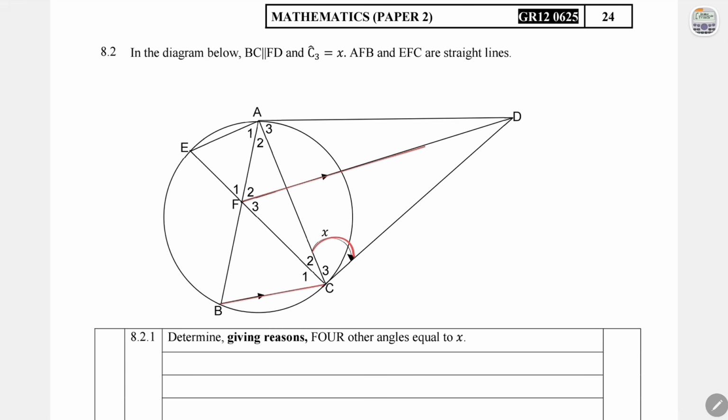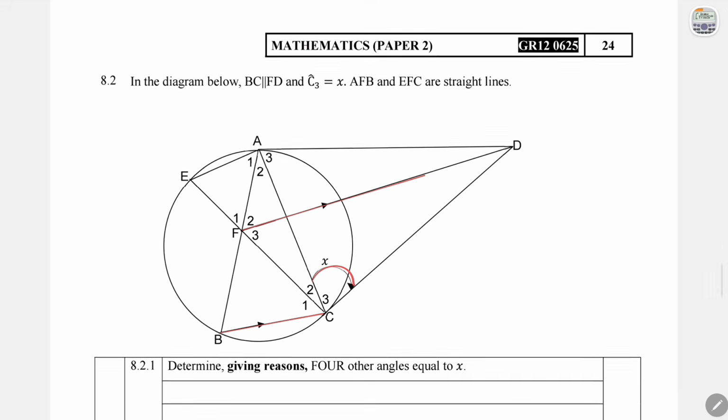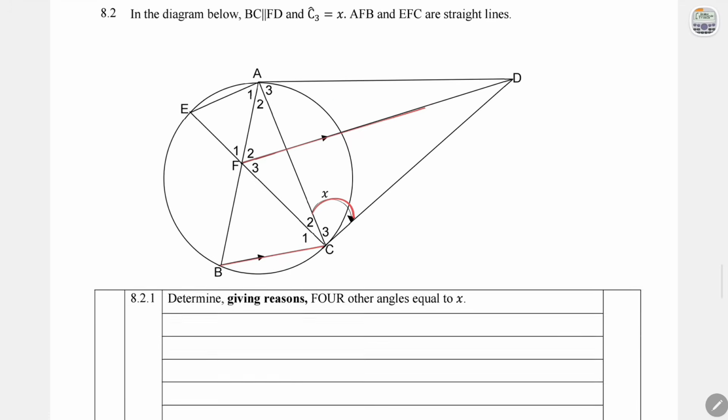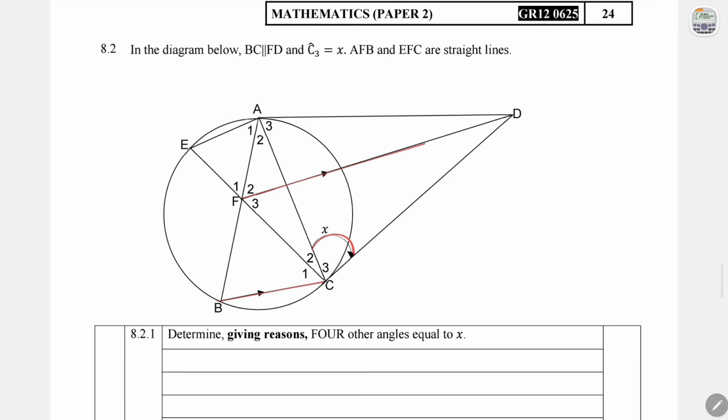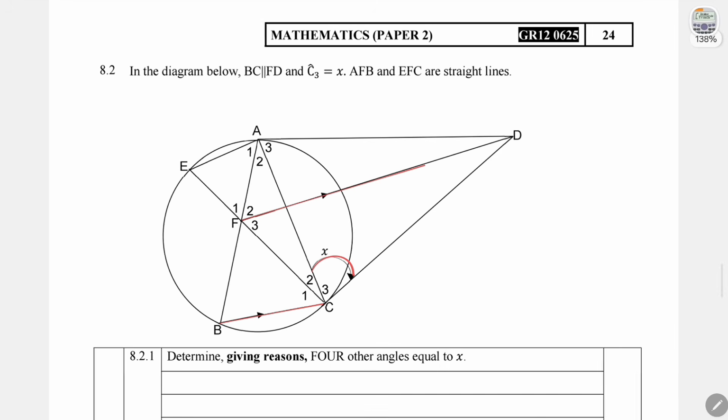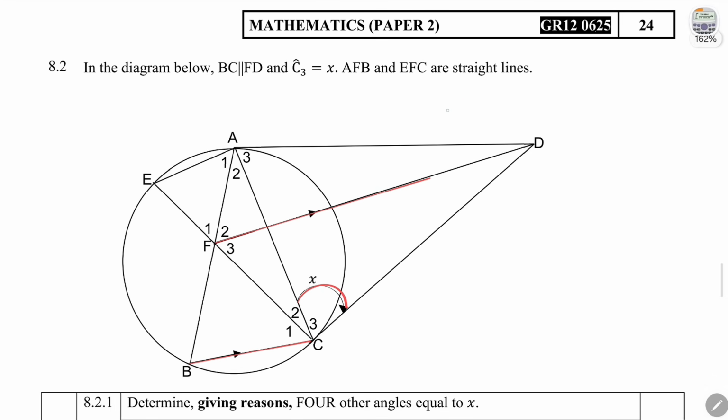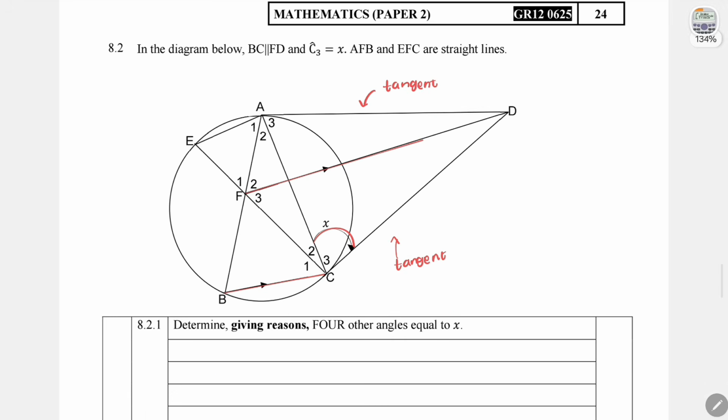Okay, so I checked the memo and I see that they actually left a note on this particular question in 8.2, the entire 8.2, saying not to mark this, and it's probably because not enough information was given. But from that, it also seems as if they meant that these two lines, AD and CD, are actually tangents. So for the sake of practice, let's take it like that. Okay, let's say these two are tangents, and let's go ahead and find four other angles equal to x.